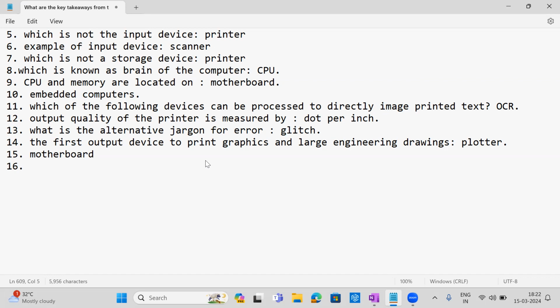The system unit of a personal computer typically contains all the following except microprocessor, disk controller, serial interface, modem. The system unit does not contain what? Modem.